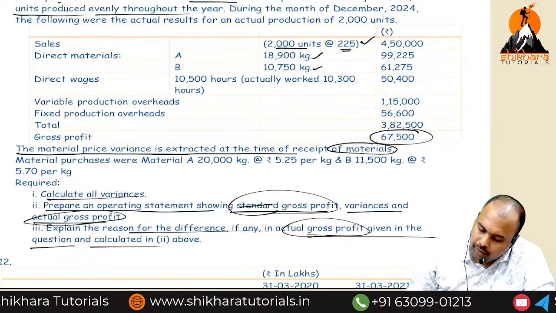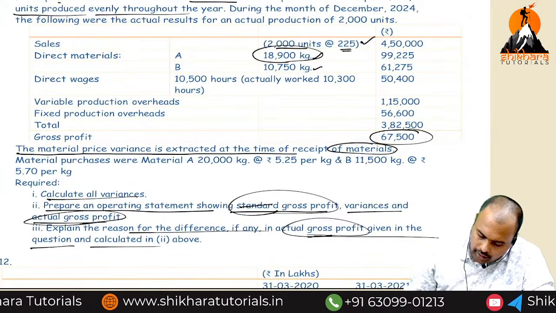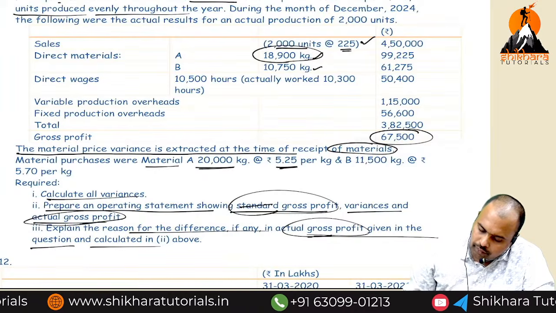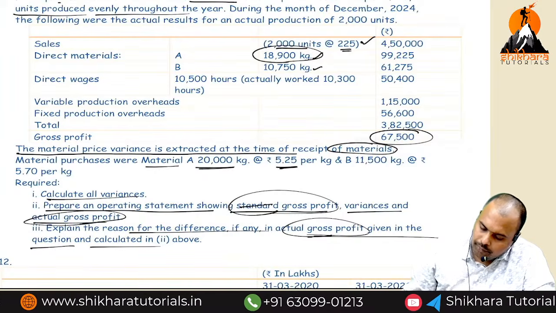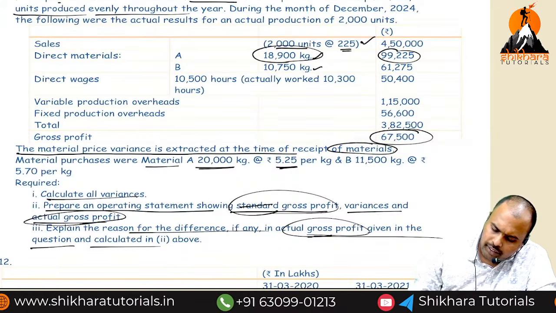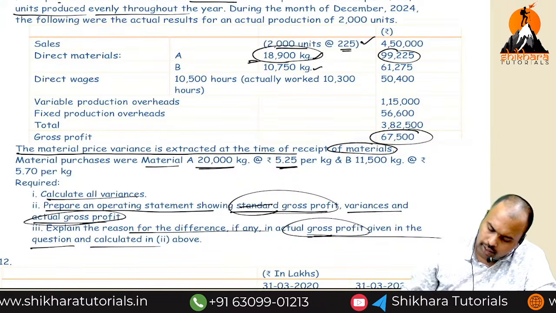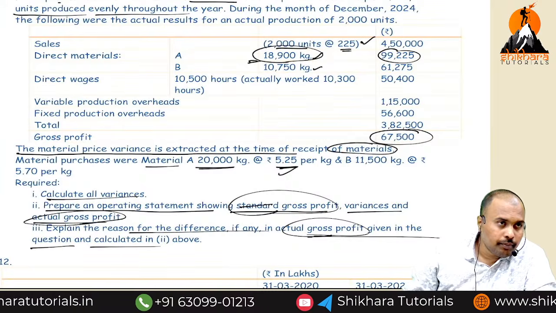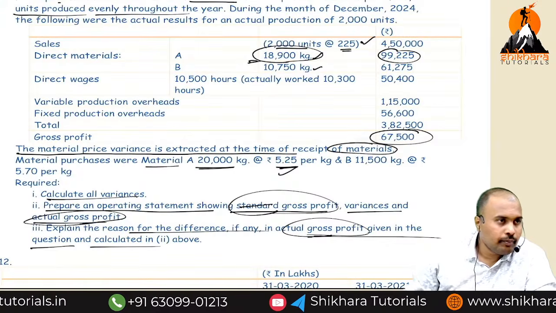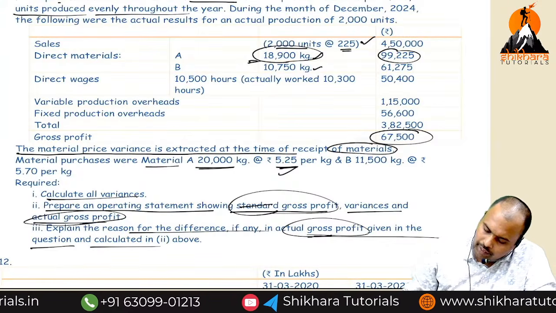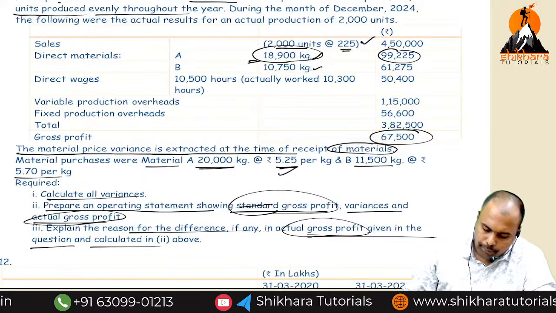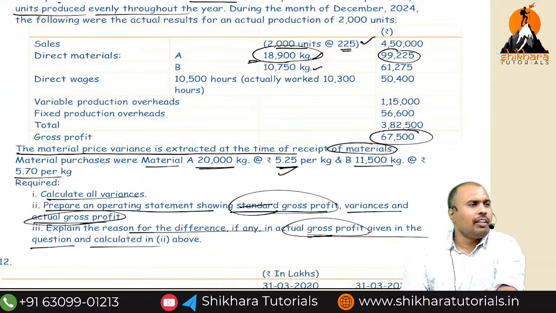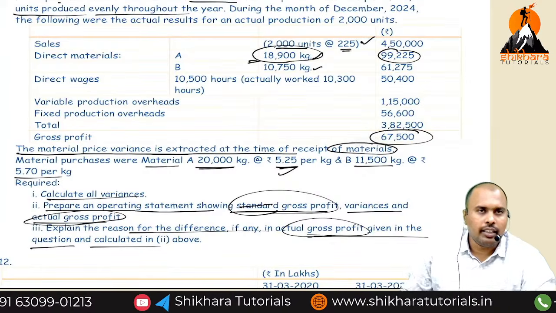How much I consumed? 18,900, but material purchased were 20,000 at a rate of 5.25 per kg. How much is 99,225 divided by 18,900? It has to be 5.25. Clear? Okay. Then 11,500 kg at a rate of 5.7. First calculate all the variances. So we calculate just relevant variances which is required for reconciliation statement.